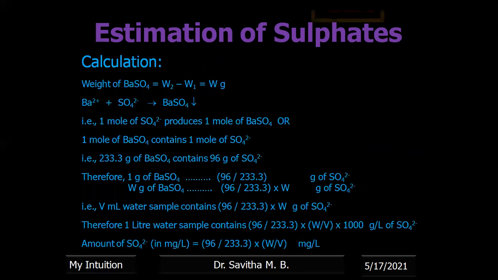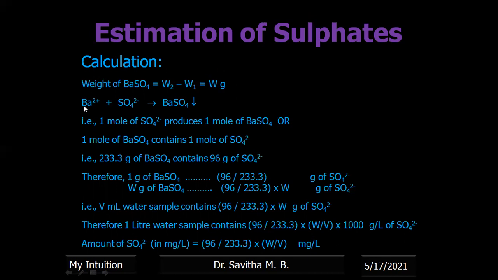Next, by calculation we can find out the amount of sulfate present. See, the weight of barium sulfate is W2 minus W1. W2 is the weight of the crucible with the precipitate, and W1 is the weight of only the crucible. Before burning itself, we will be taking the empty weight. That will give you the weight of the sample.